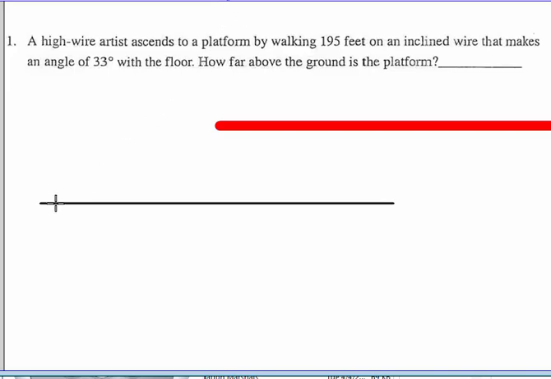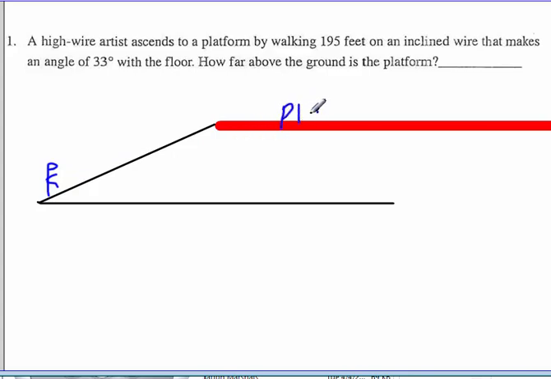Anyway, this is a high wire artist, so he's coming from the floor and he's trying to be all dramatic, and he's going to walk up the wire. Kind of like that guy that walked across the Grand Canyon on that thin wire. I forget his name, but anyhow, he did that. Now what we know about this is that the high wire artist ascends. So this is our high wire artist right here, and he is ascending by walking. He's walking up this high wire to the platform.